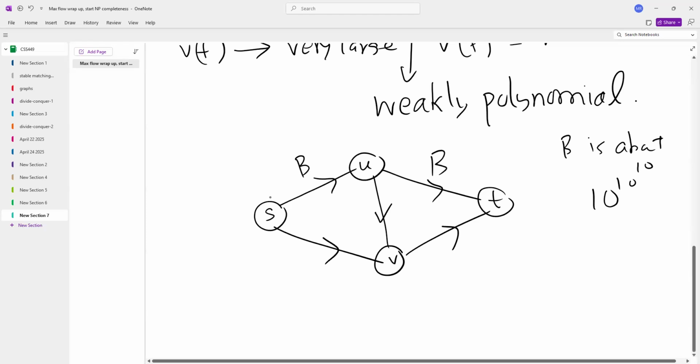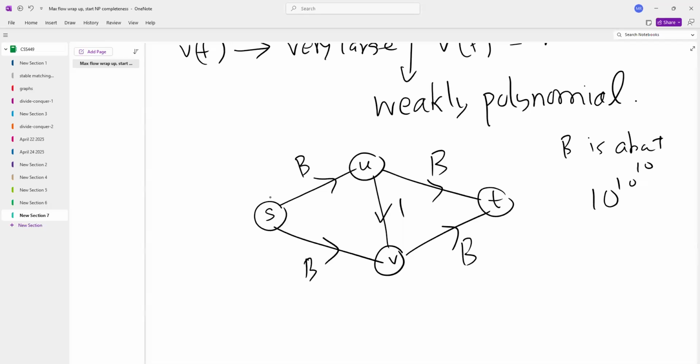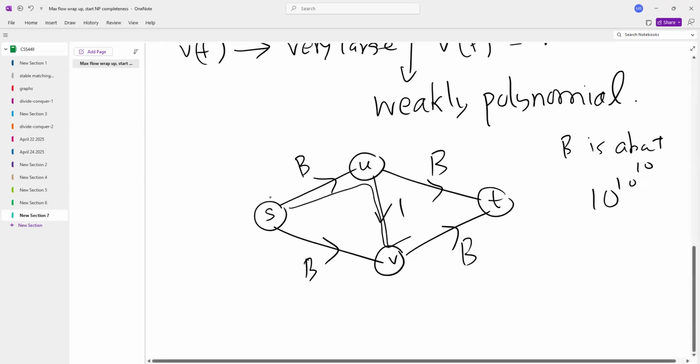And then if here I have b, here I have a b, and here I have a b, and here I have 1. And then because we are choosing DFS, it can find any path, right? So what will happen in the first iteration, I am allowed to choose this path, right? And that reduces the residual capacity by just 1. So everything gets 1, right?